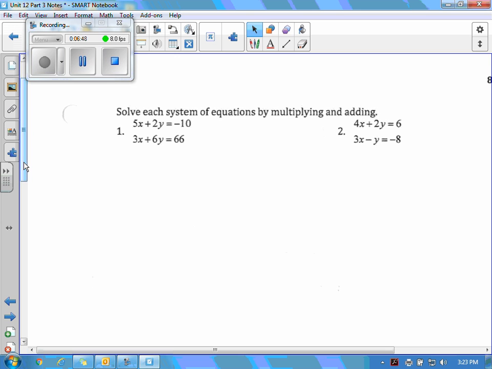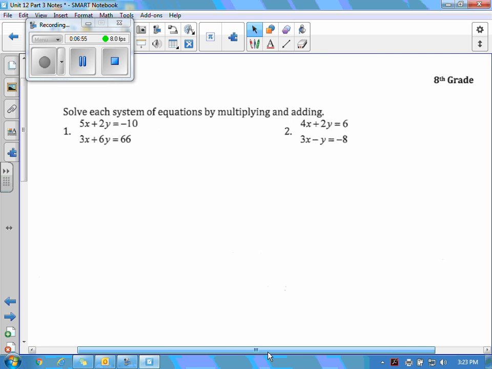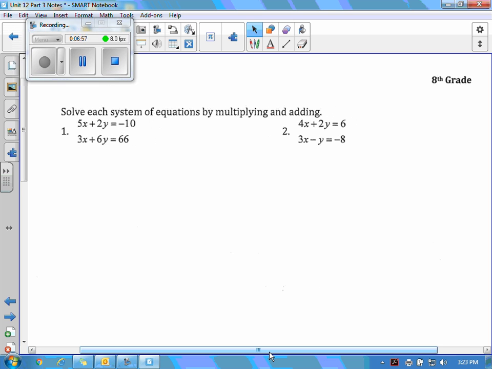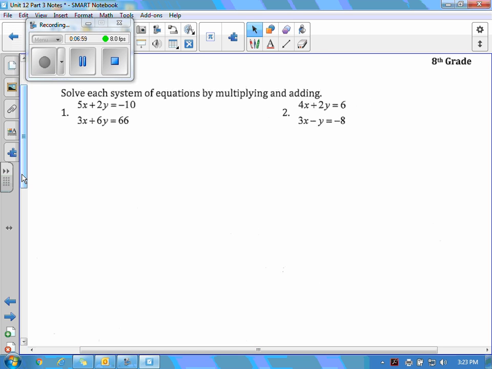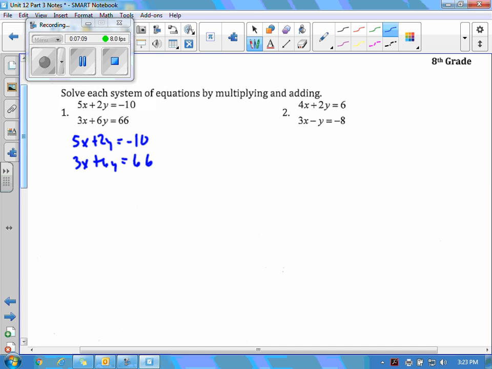Okay, when we get to the backside, it gets a little bit more confusing. It says solve each system of equations by multiplying and adding. Let's get into this and I'll explain why we have an extra step. I'm going to start by rewriting them. 5x plus 2y equals negative 10, and 3x plus 6y equals 66.